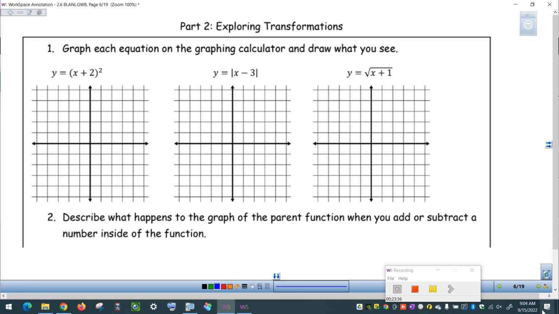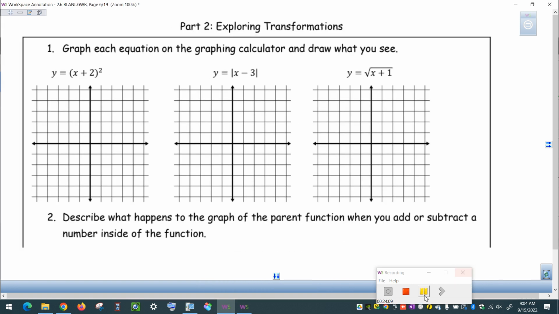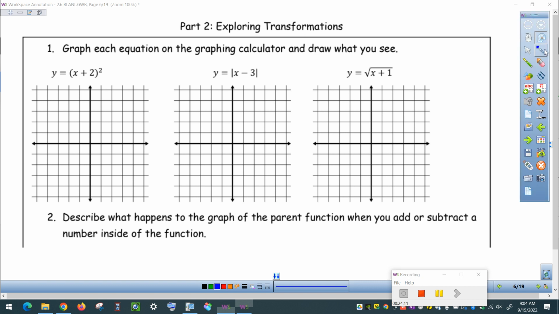So since we took a look at how to do those with the graphing, I'm going to have you do the graph on this part. And then when you're done with that, go ahead and answer question 2. So you're going to describe what you noticed. And then you're going to make your predictions here on question 3.